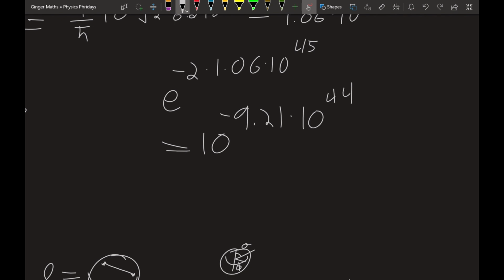So the probability that the pineapple quantum tunnels to China is about, given our assumptions, 10 to the negative 9.21 times 10 to the 44. If this happens, I will be buying multiple lottery tickets.